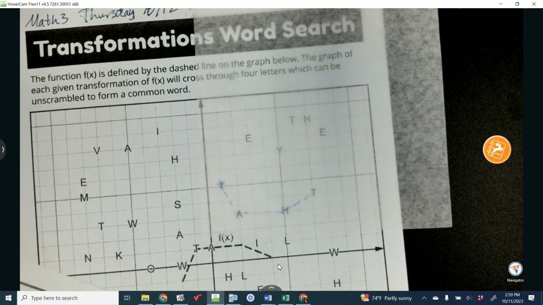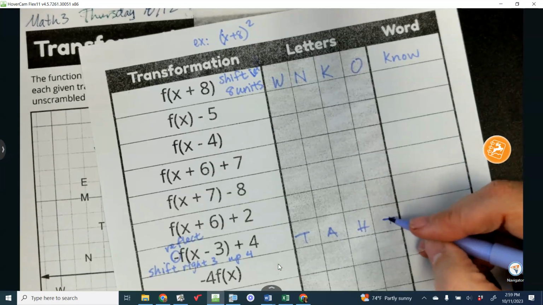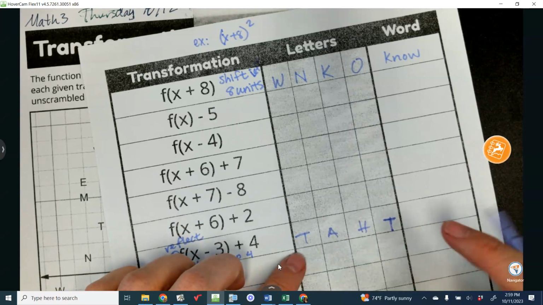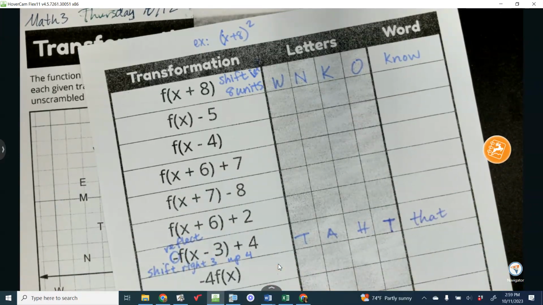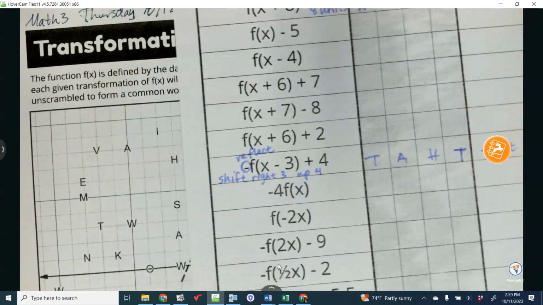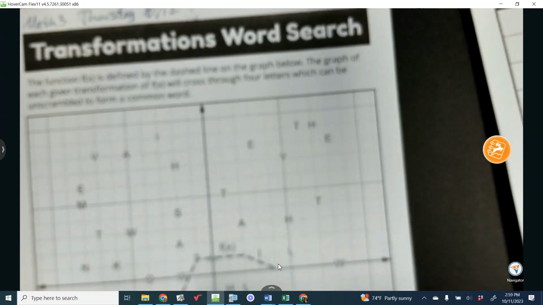Letters for P, A, and T. We're going to try to make a word. And that's the idea. Some of them get really hard. Others don't. That's the idea.